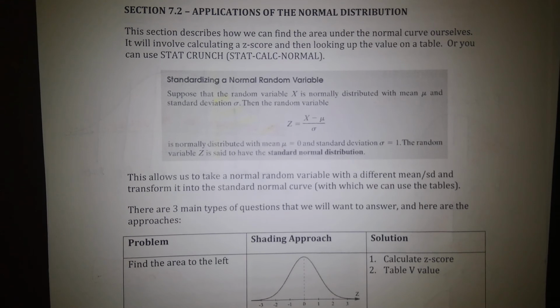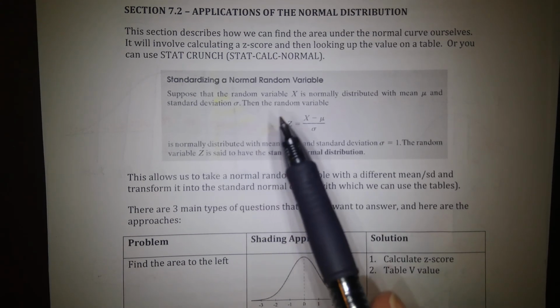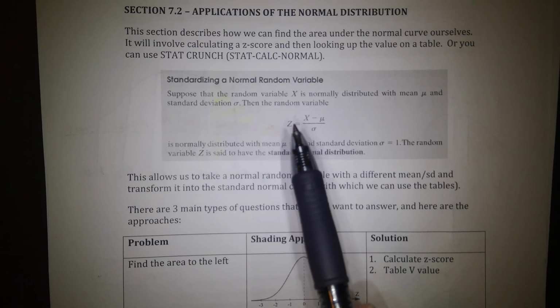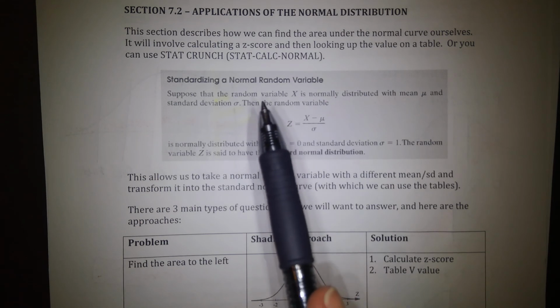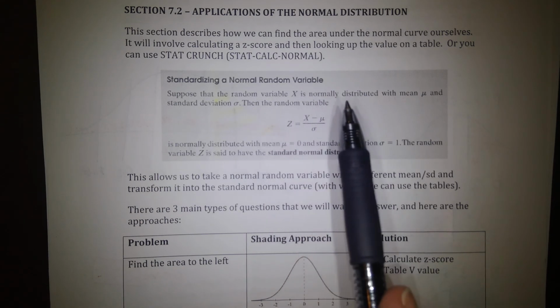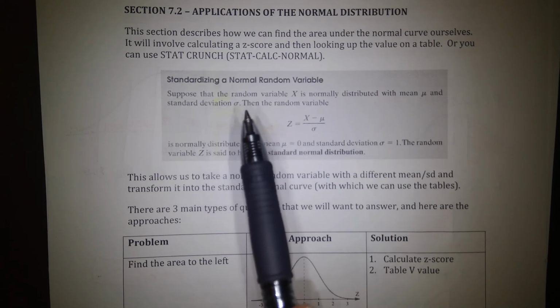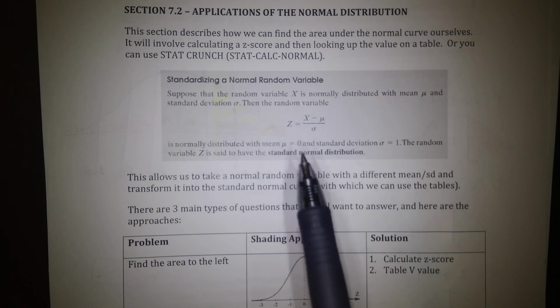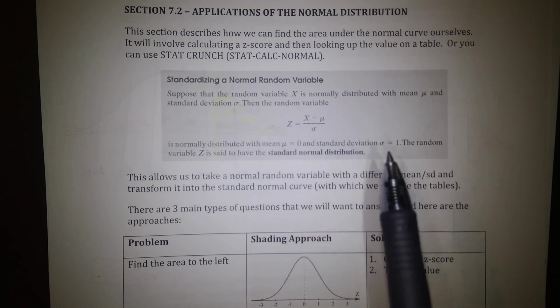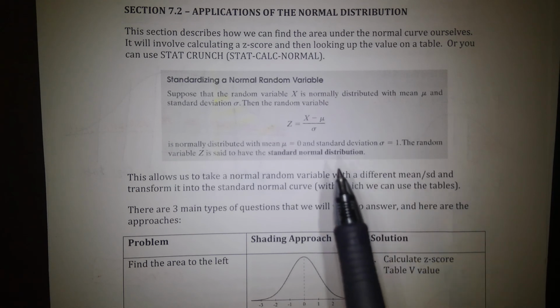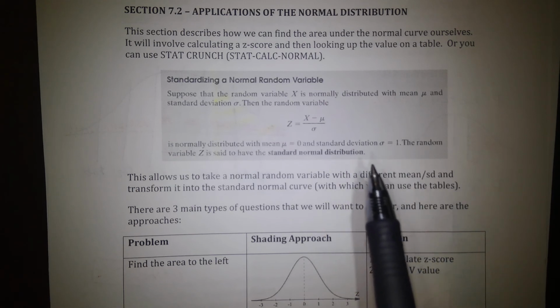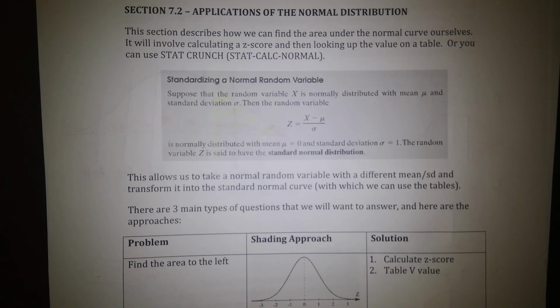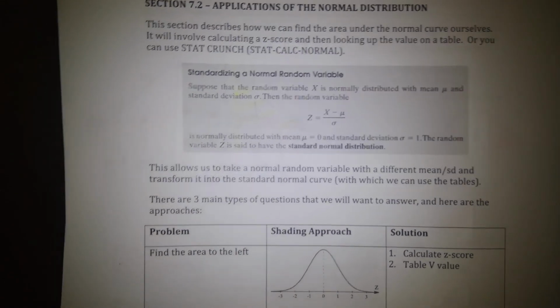So the first thing we will do is find the z-score. The z-score is nothing more than a measure of how far away from the mean you are. Suppose a random variable x is normally distributed with a mean and a standard deviation. So this is how you'd calculate the z-score. It's normally distributed with a mean of 0 and a standard deviation of 1. The random variable z is said to have a standard normal distribution.